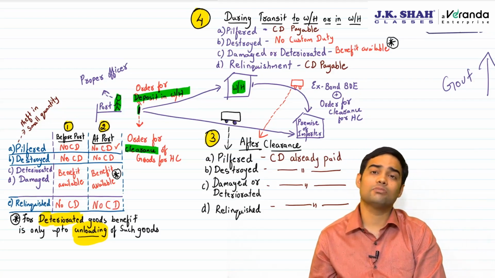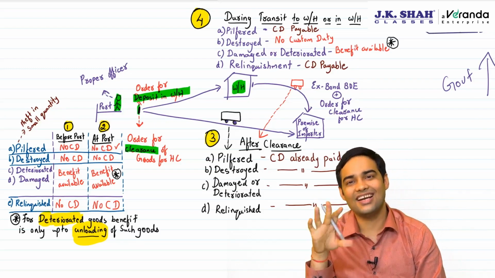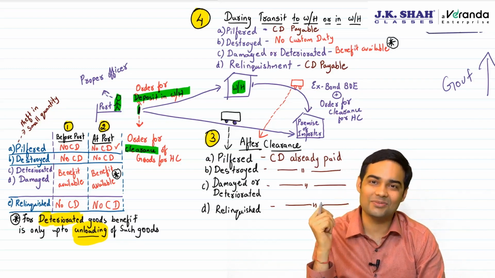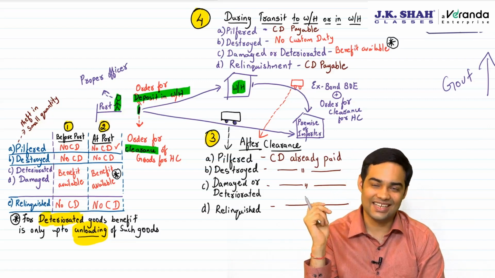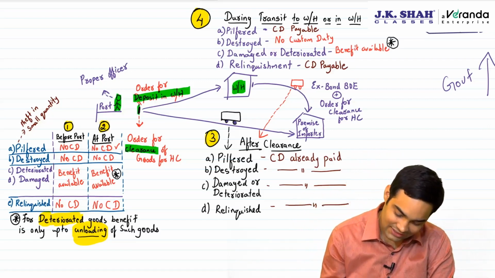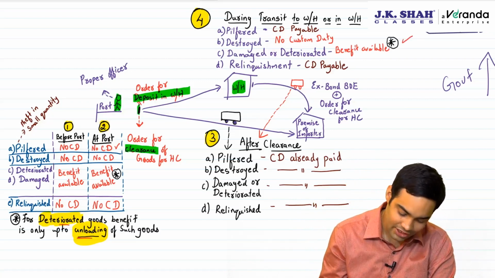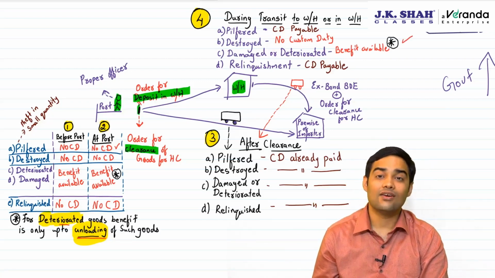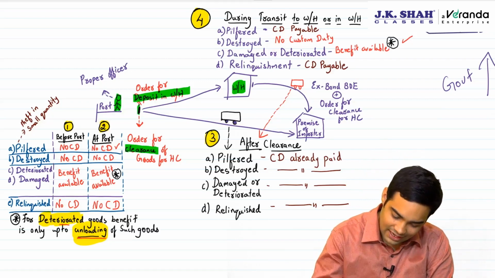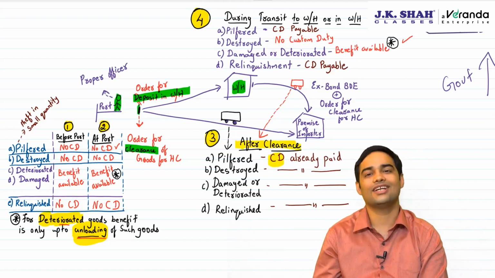But say suppose you relinquish goods where an offense was claimed, like a smuggler, if a smuggler did relinquishment, so will custom duty be payable? The answer is obviously yes. And then it says the star is there at two places. For the star, for deteriorated goods, only up to unloading of such goods. Sir, what about after clearance? After clearance, custom duty already paid, no benefit available.